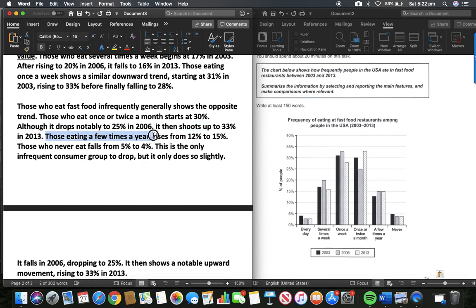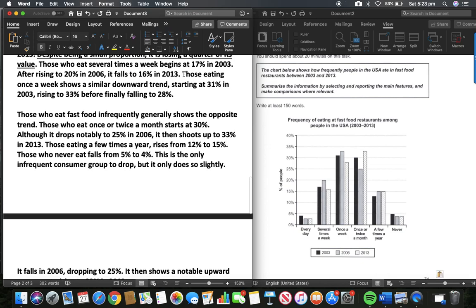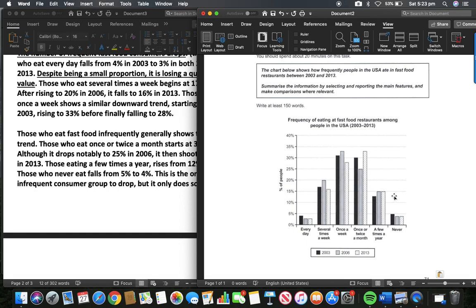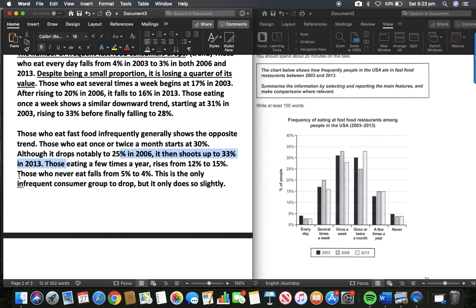Those eating a few times a year rises from 12% to 15%. Now, interesting, I just stopped repeating the 2006-2013. You don't need to mention it every other time. You can also see in the first body paragraph, I did the same thing. I eventually stopped mentioning the different years because it gets a bit repetitive. You can see in this paragraph, I've done it again, but since the trends over here don't really do that much, I've decided to just leave it quite simple.